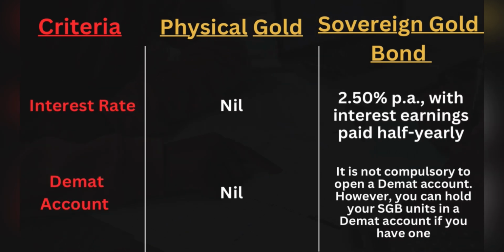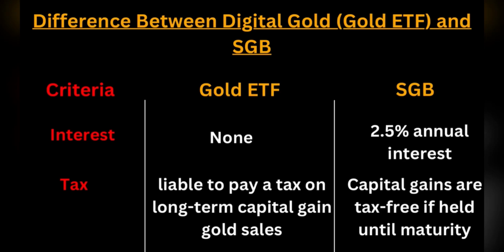Physical gold doesn't give any interest payment on investment, but bonds give 2.50% per annum interest, with interest earnings paid half-yearly. Physical gold doesn't require any demat account, and the same is the case with bonds. It is not compulsory to open a demat account. However, you can hold your units in a demat account if you have one.